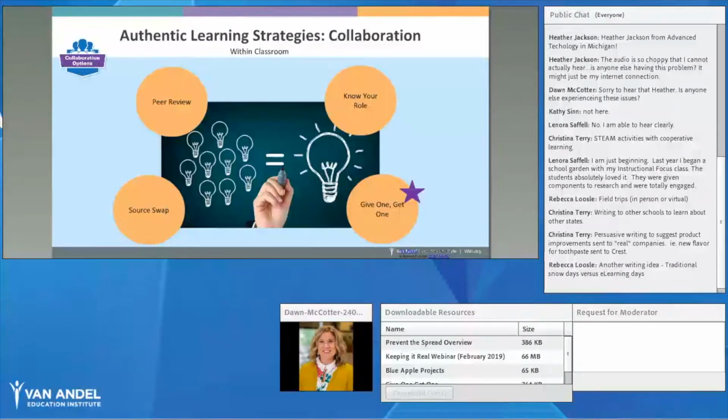Also, a strategy you can use is know your role. So if students are forming their groups to work on a solution to a problem, they can either decide what the roles are that are needed for their project, or the teacher can determine those roles if it's something that they want to scaffold for their students. But having the students each know what their role is holds them accountable and is going to allow for a more successful project.